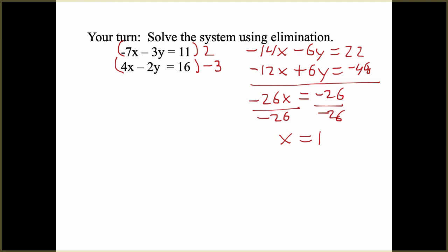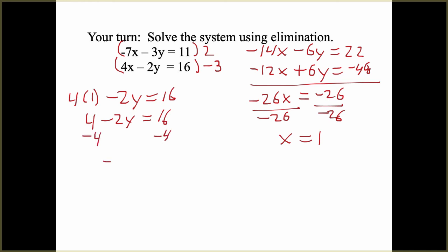Plug it into one of the two equations. This time I'll use the bottom one. 4 times 1 minus 2y is 16. 4 minus 2y is 16. Minus 4. We get negative 2y is 12. Divide by negative 2. And we get that y is negative 6.